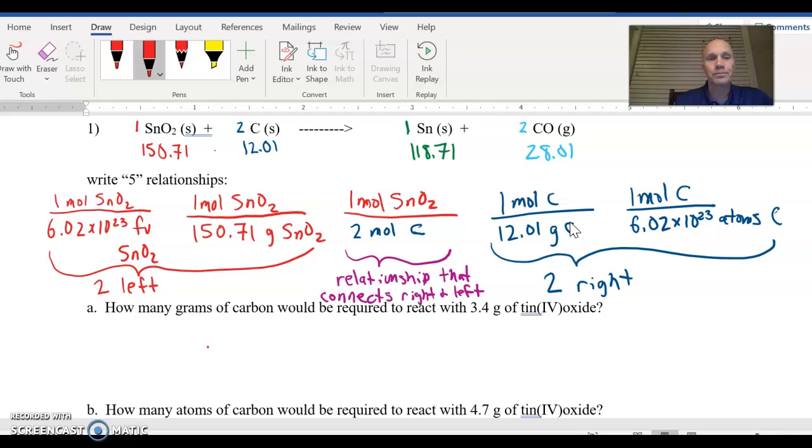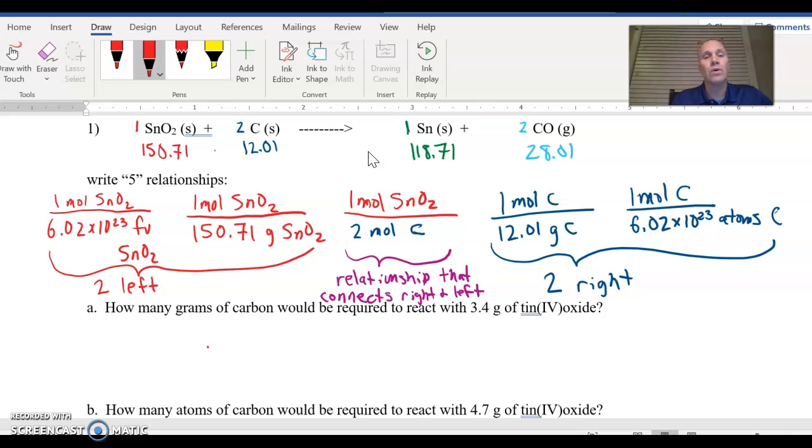We've gone ahead and balanced this. Another thing that helps out is if you write out the formula weights or the molar masses underneath each chemical. The thing about all of these relationships is you might need them to answer a particular question, but you might not. But it helps, especially when you're getting used to this, to have everything written down, and then if you use it, it's there. If you don't use it, you just don't use it. But for now, we're going to start off just by writing down the relationships so that we can pick the right ones when we need them.